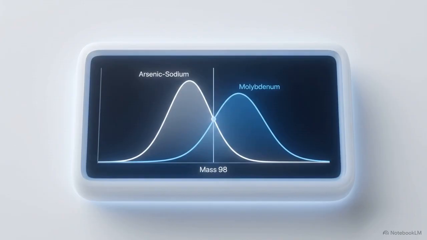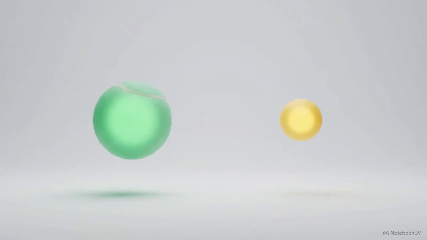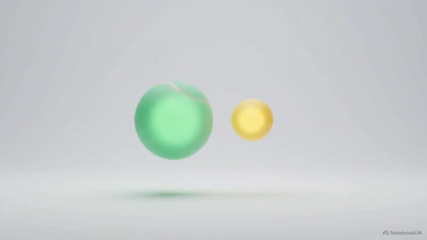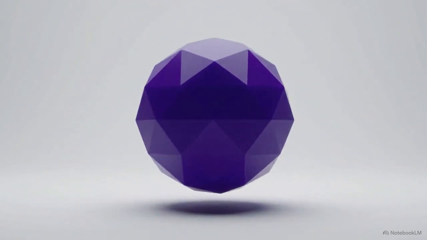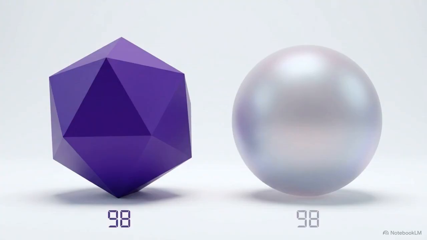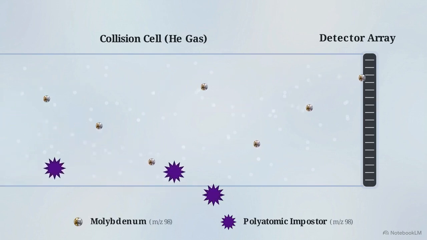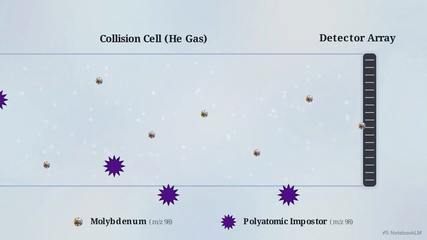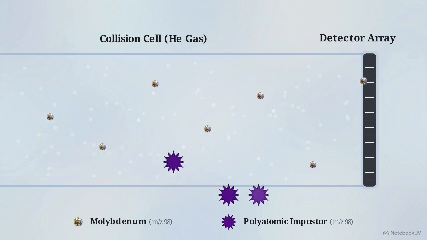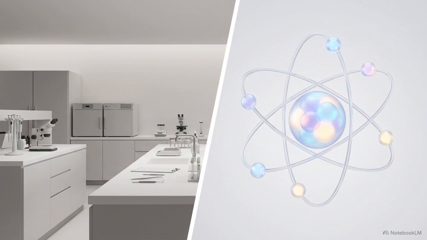Even with a clean sample, the laboratory must account for isobaric interference. The heat of the plasma can cause separate elements, such as arsenic and sodium, to fuse into an imposter molecule with a mass of 98, the same mass as molybdenum. To filter these out, the ion beam passes through a collision cell filled with helium. The larger imposter molecules collide with the helium, losing energy and dropping out of the beam, while smaller molybdenum atoms pass through to the detector. Achieving clinical truth in these cases requires overcoming both environmental contamination and the physics of molecular fusion.